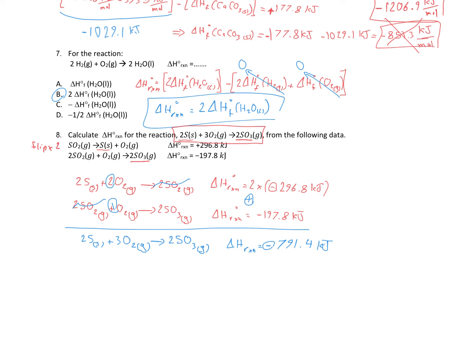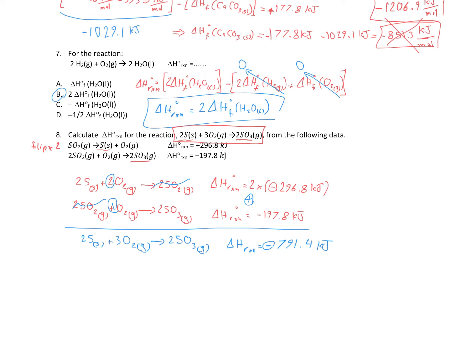Okay, so the first one is 2S, and it's in our first reaction, S. It's on the product side, so we need to flip it to go to the reactant side, because in our reaction it's on the reactant side. Also, it's 1 mole here, but we need 2 moles, so we have to multiply it by 2.